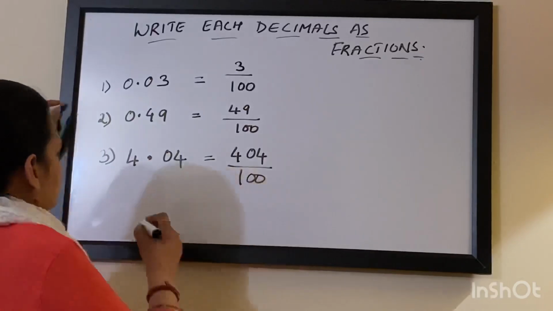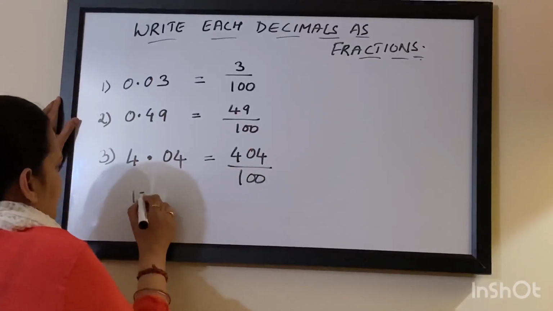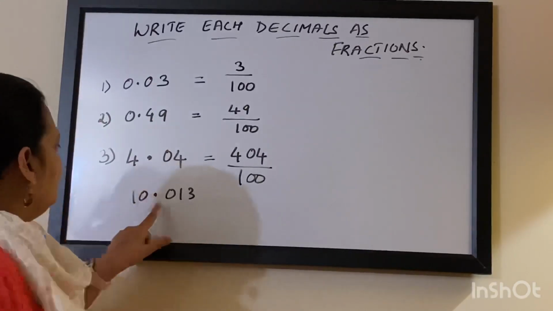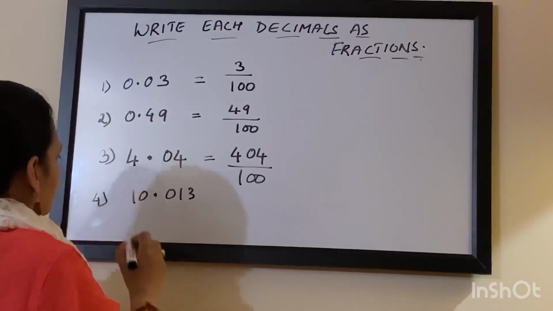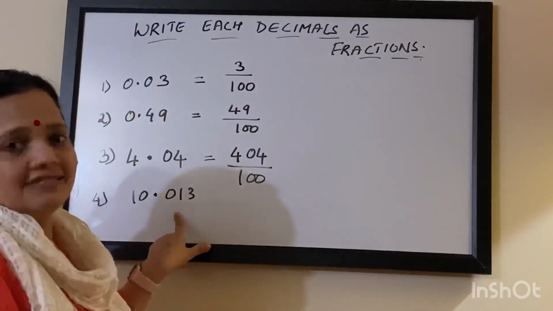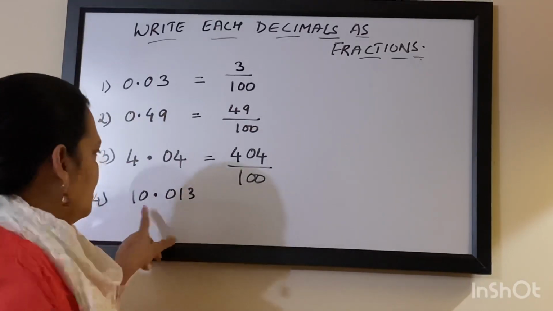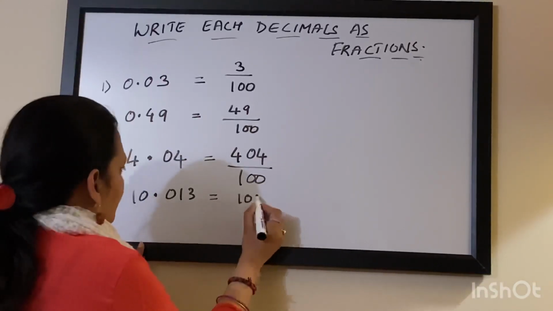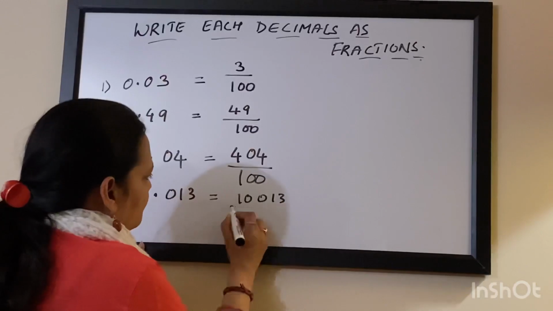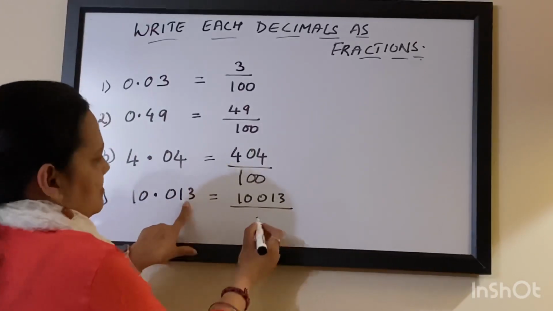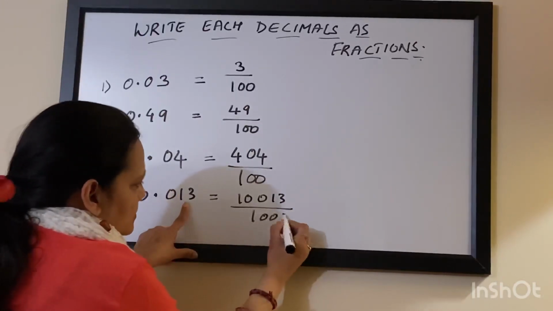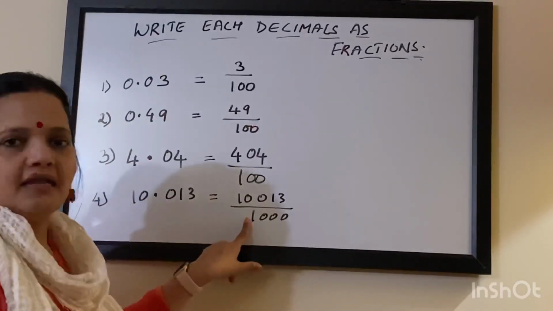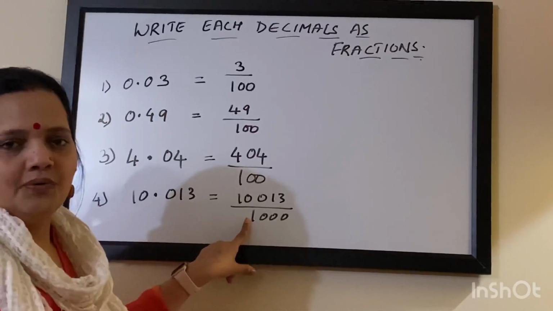Okay, now let us see 10.013. Now here we can see in this fourth example, 10.013, this has 3 decimal places. So how will we convert this into a fraction? We just have to write 10013 upon, now again after the decimal there are 3 places, so 3 zeros. Okay, so this fraction will be something like this. I hope this is clear to all of you, isn't it?